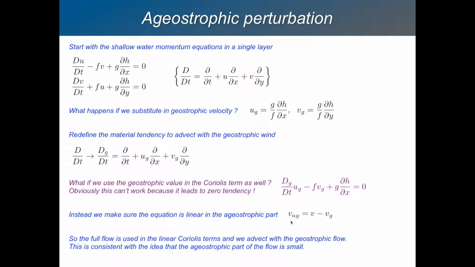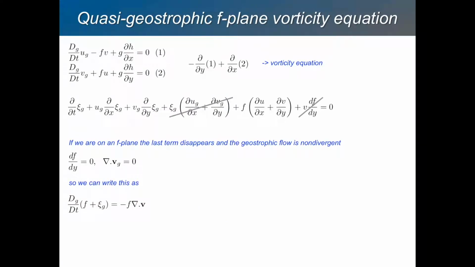So in order to do this, we'll use the full flow, v and u, in the Coriolis terms, but we'll still advect with the geostrophic flow. So what are the consequences of doing that? Let's just put that in. Here are our quasi-geostrophic momentum equations. So we've got geostrophy in the nonlinear and tendency terms, but we've kept the full flow in the Coriolis terms. Let's form the vorticity equation with these momentum equations.